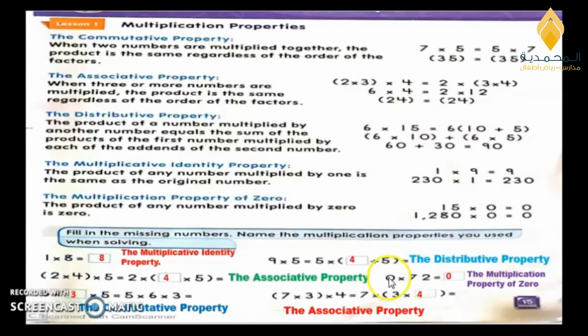Okay. 0 times 72 equals what? Excellent. 0. This is the multiplication property of 0. The final one, the last one, is 7 times 3, between brackets, times 4 equals 7 times 3 times what? Which is 4. What is the property? Can you tell me? Excellent. The associative property. Good job.